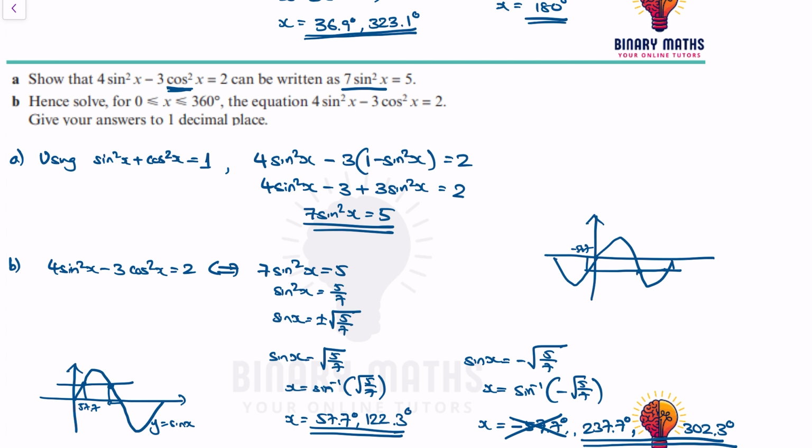So remember, if it's outside the range, cross it out. If you don't cross it out, you lose a mark in an exam. So make sure you cross out any that are not within the range.